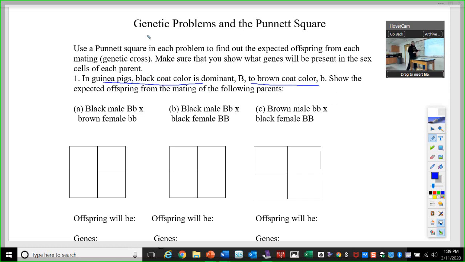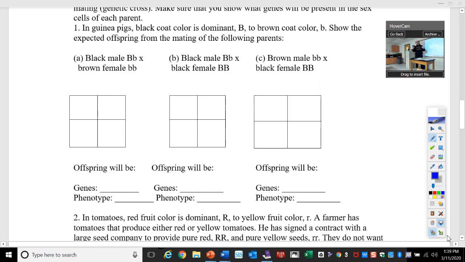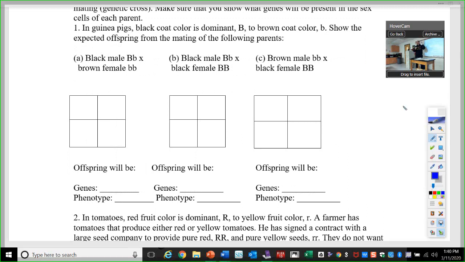Maybe leave. All right. So number one, get used to the word problems coming. This is how we're going to explain it. Number one thing I want you to get used to doing, no matter what kind of problem it is, underline, underline, underline. Separate the important information from a lot of the filler words. And the guinea pig. On everybody's sheet, I want this underlined. Black coat color is dominant, big B. Brown coat is recessive.